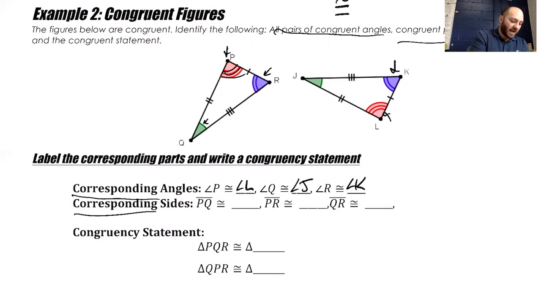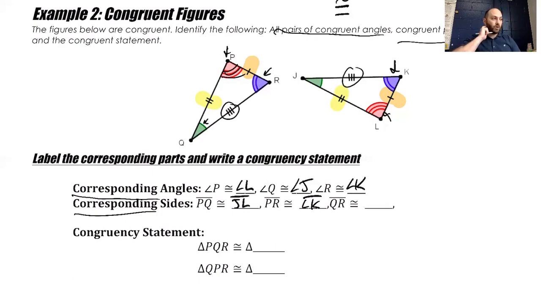When I look at my sides, here I have a single tick mark that's going to match up to that single tick mark. So that means that PR and LK match up. Okay. If I'll do yellow for this one, I've got PQ has 2 tick marks, so does JL. So that side length is JL there. And that leaves me the last one, which is 3 and 3.